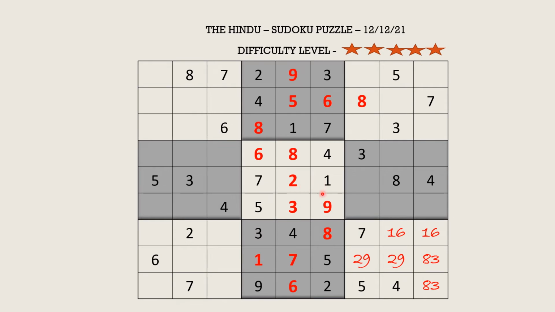So let's start filling numbers in other blocks. So this 5 blocking here and this 5 blocking here, and we have a 5 here. So this cell takes 5. 4 blocking here, and there is a 4 blocking here, and there is a 4 here. So the cell takes 4. This 9 blocks this row, and there is a 9 blocking here. So this cell takes 9.